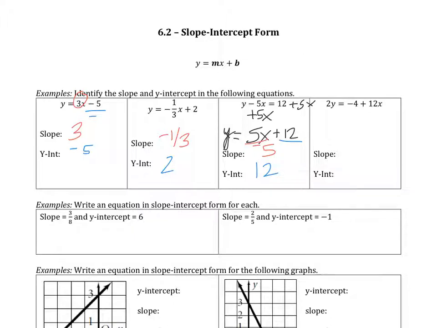And the last one, I need to solve for y, so I'm going to divide by 2. When you divide by 2, you have to divide each term by 2. You have to divide the -4 by 2, so that's -2. Then you have to divide the 12x by 2, so that's plus 6x. So the slope is the coefficient of x, which is 6, and the y-intercept is -2.